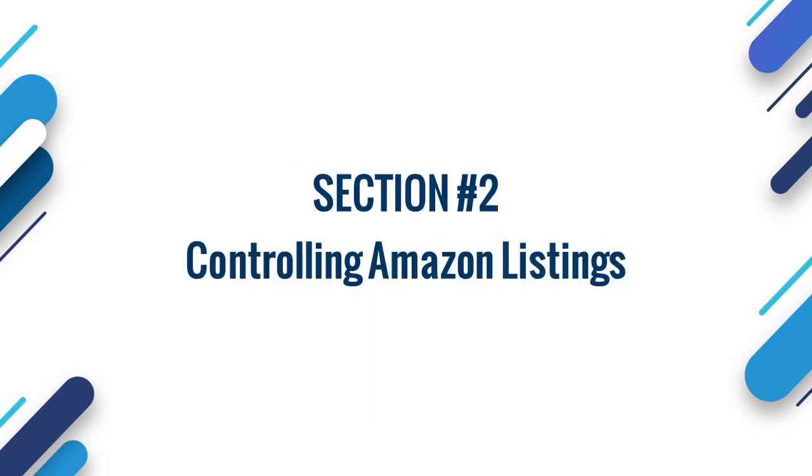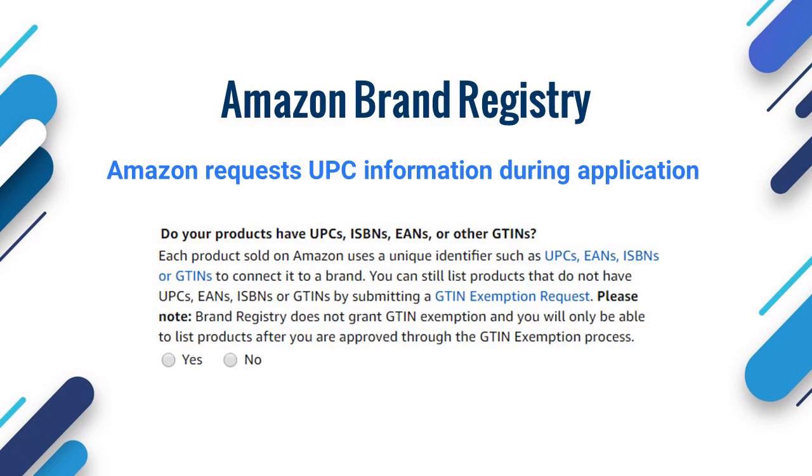All right, in this section, we're going to talk about controlling Amazon listings, why that's so important, and what that looks like. The first is Amazon Brand Registry. What we see is Amazon Brand Registry actually working in conjunction with GS1 UPCs to control the detail page and to create new listings.